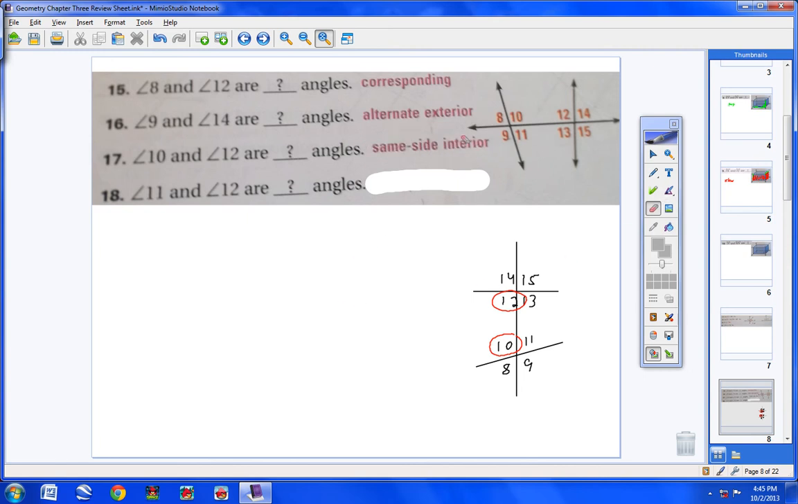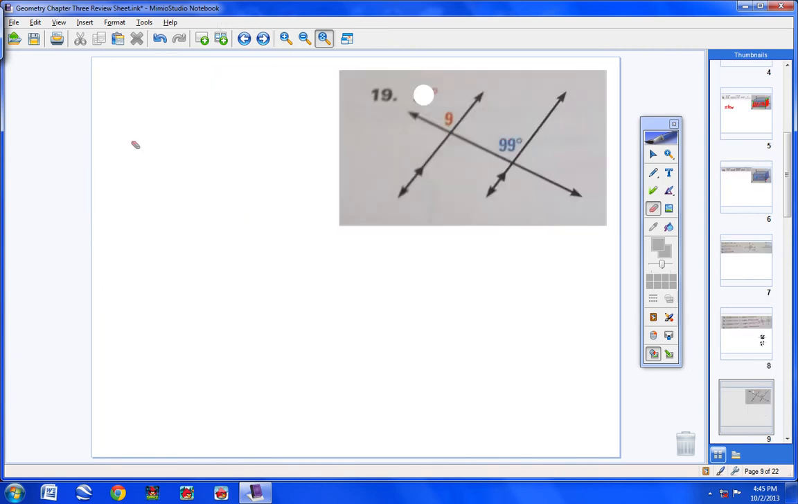And then lastly, we're going to look now at angles 11 and 12. So here's 11, here's 12. They're both on the inside of the two lines that are being intersected, so we call them interior angles. They're on opposite sides of the transversal, so we call those alternate interior angles. Alternate interior angles. Okay, moving on to numbers 19 through 21.